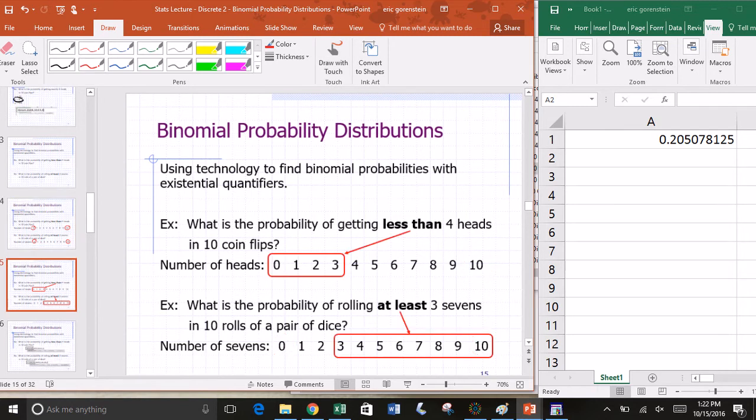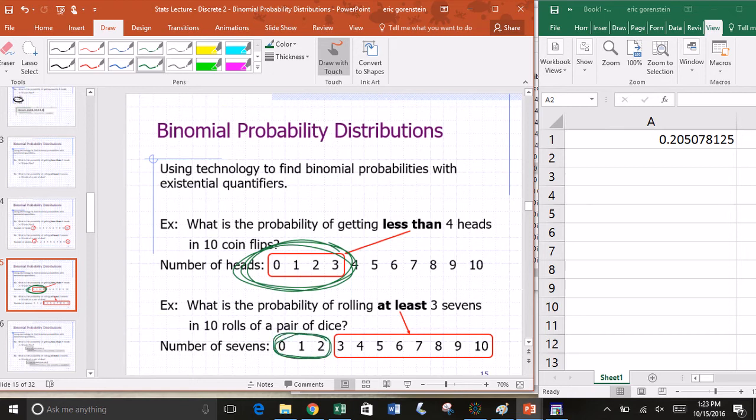So in the first case, less than 4 means 3 or 2 or 1 or 0. And then in the second case, at least 3 corresponds to 3 or more: 3 or 4 or 5 or 6 or 7 or 8 or 9 or 10. So the cumulative function is used when you want to calculate a range of x values using OR, the probability of 0 or 1 or 2 or 3. Now, Excel only works to the left, cumulative from 0. So Excel can calculate this probability directly, but it cannot calculate the at least 3. So to calculate at least 3, you would have to calculate this on Excel.